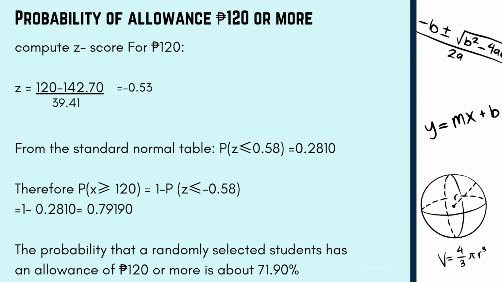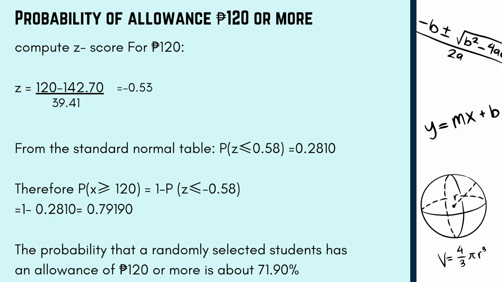Next slide, which is the probability of allowance 120 pesos or more. We want to find out what is the chance that a student has an allowance of 120 or more. Step 1, calculate the z-score. Z equals x minus the average divided by how spread out the numbers are.